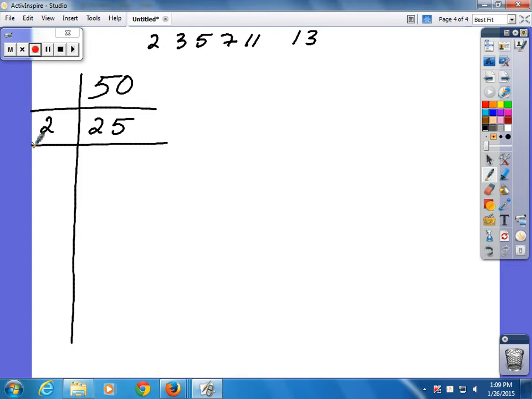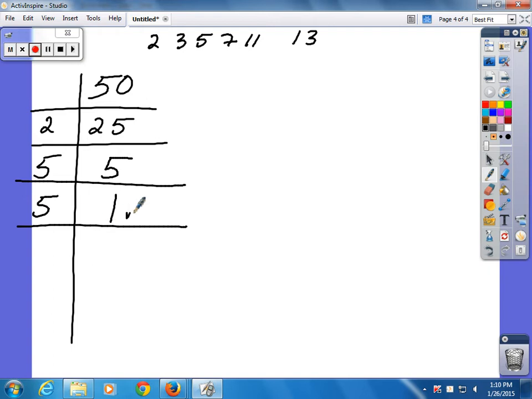Now what number will go into 25? 5. That'll leave 5. And then what number will go into 5? 5. When you get a 1 here, you're done.